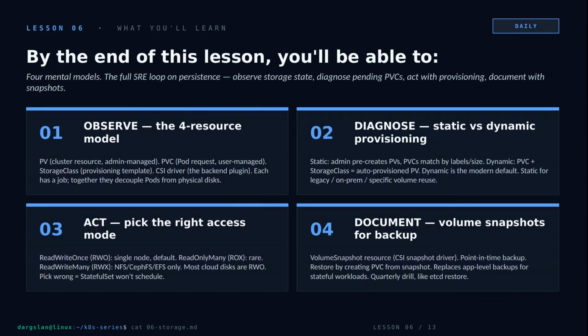Here's the roadmap, mapped straight onto the SRE loop you already know. We observe by learning the 4 resources and how they fit together. We diagnose by knowing when storage is static versus dynamically provisioned. That's where most pending PVCs come from. We act by picking the correct access mode, because RWO versus RWX will make or break your StatefulSet. And we document with VolumeSnapshots, your point-in-time backup story for stateful workloads.